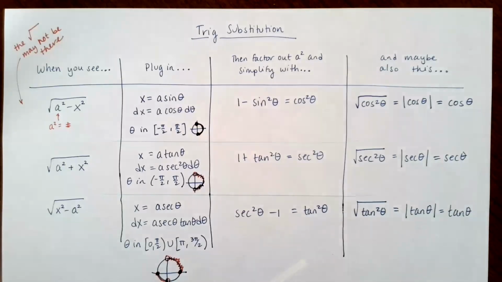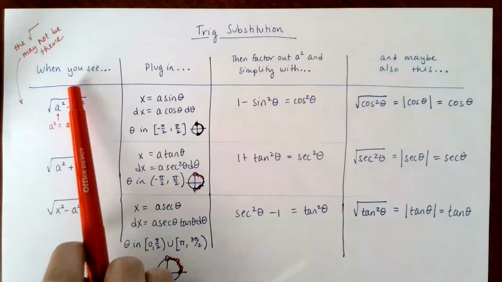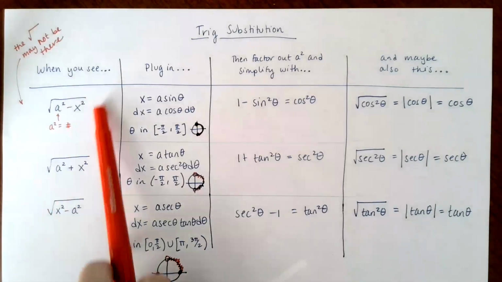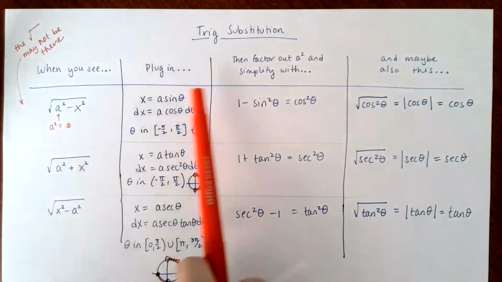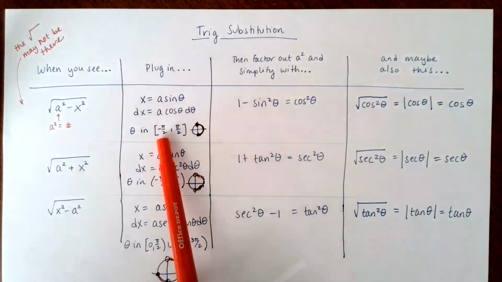Let's talk about trig substitution. Trig substitution is a fairly elaborate prescribed process. This chart that you're looking at on the screen is a chart of our instructions for this section. We have one column that says when you see something of this form in your integrand, you're going to plug in what's prescribed here.